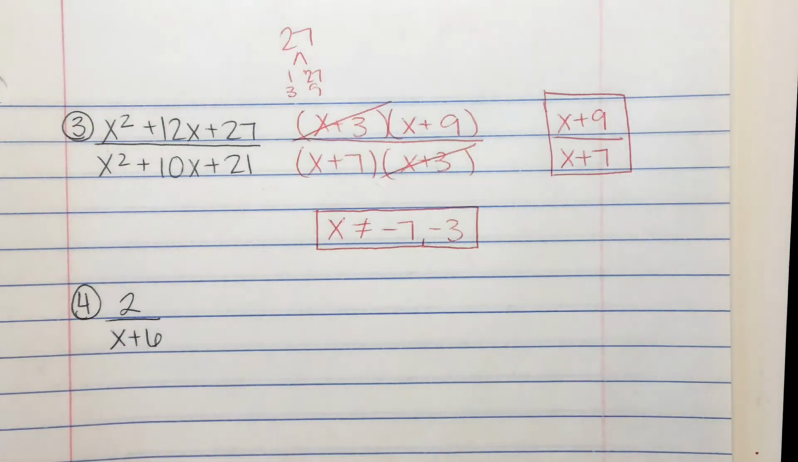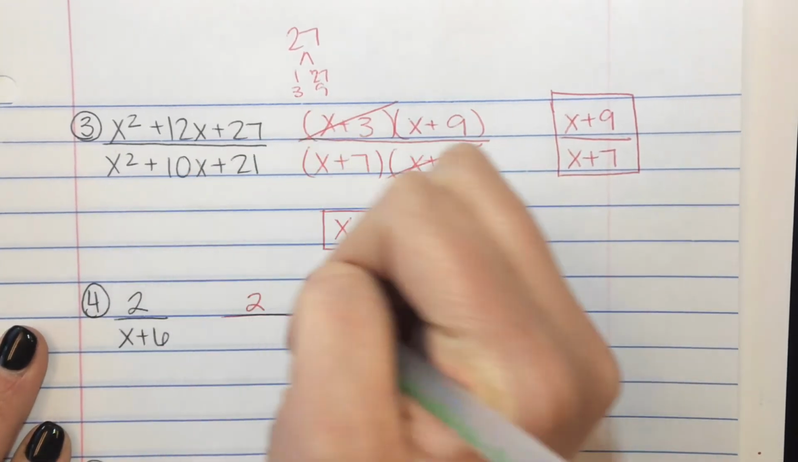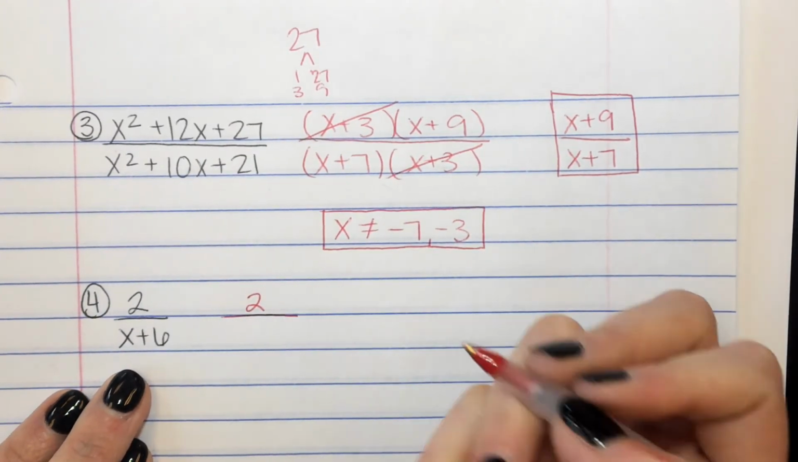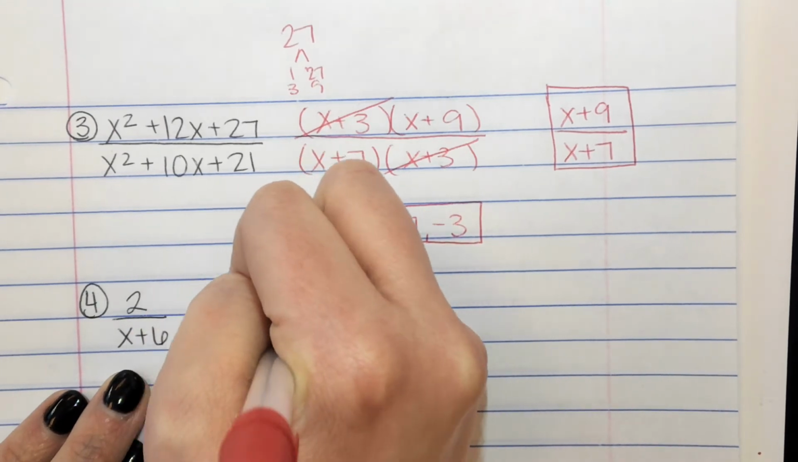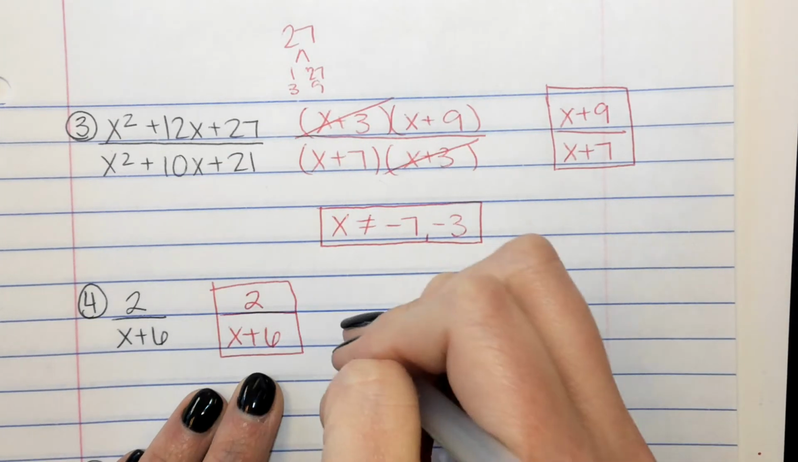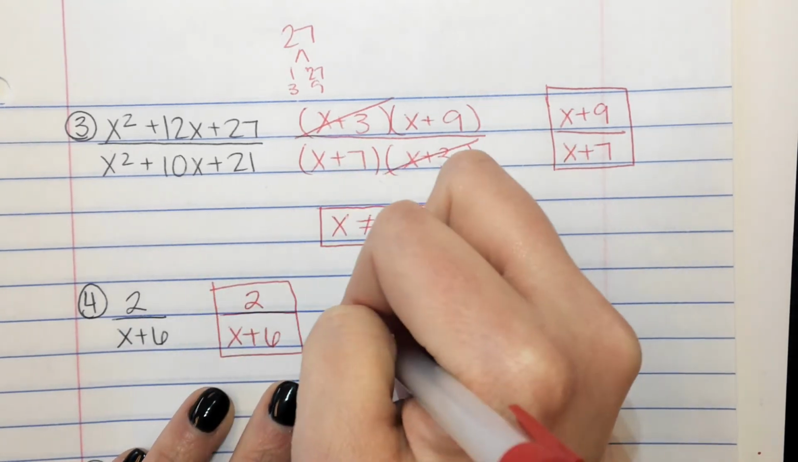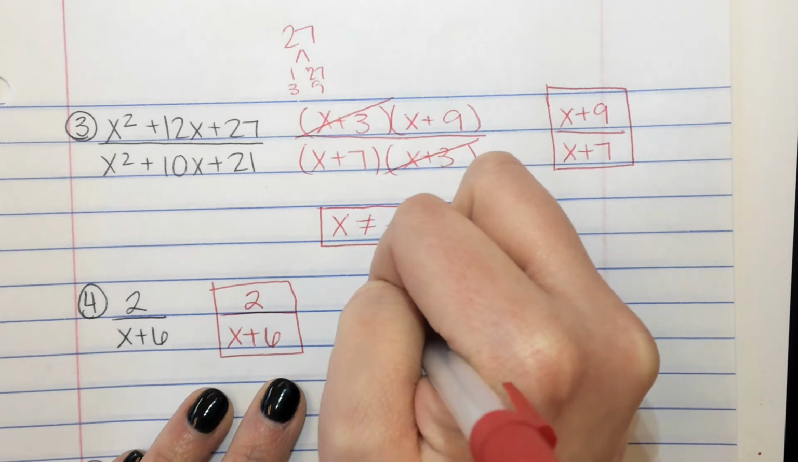Okay, example number 4. 2, there's nothing really we can do with it. X plus 6, there's nothing really we can do with that either. So that's just your simplified expression. But we need to know what x cannot be. So it cannot be the opposite of 6. So x cannot equal negative 6.